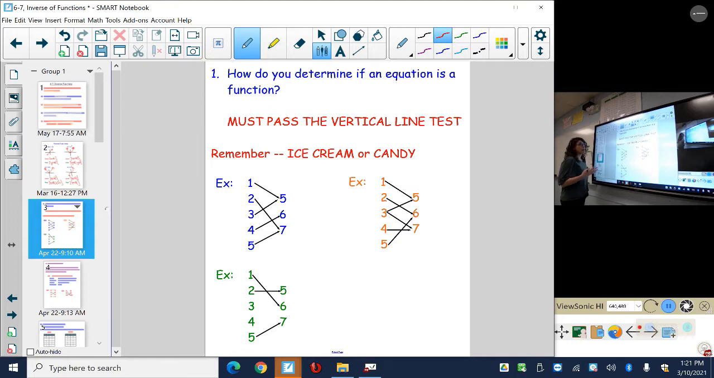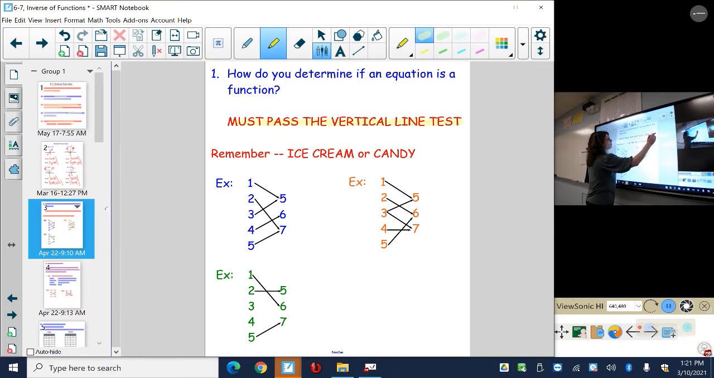Now, with that being said, how do you determine if an equation is a function? Well, it has to pass the vertical line test. What this means is, from back in the day when we talked about this in section 2.1, we said, who in here wants ice cream and candy? Everybody raised their hands for ice cream. Everybody else raised their hand for candy. And then the minute that you raised your hand for both ice cream and candy, you are no longer a function. So basically the question that you ask yourself is, does your x repeat?